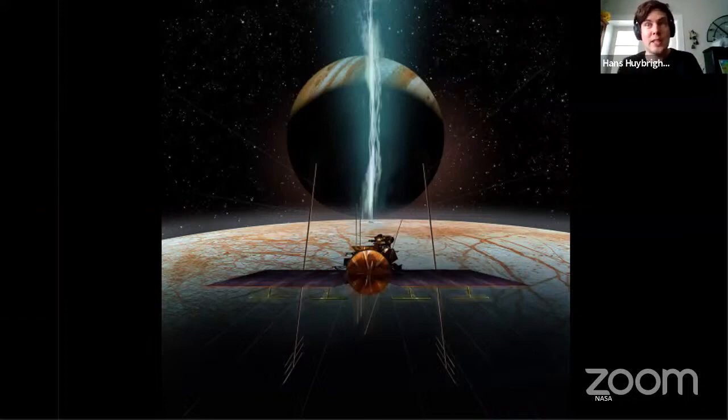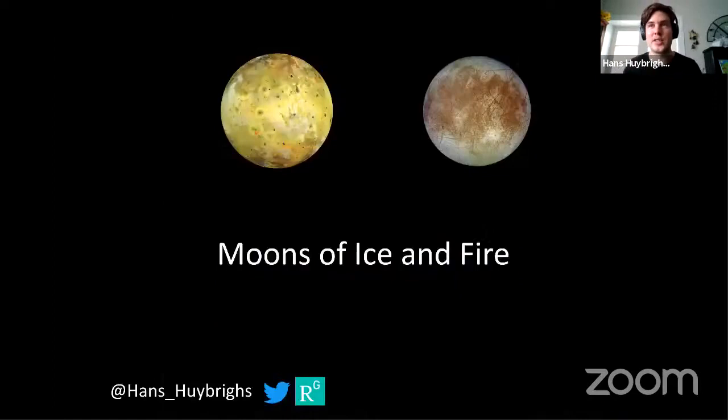But we have to be patient because the launch is only in 2023 and it will take almost 8 years to get there. So 2031, that's a long time we still have to wait before we can do this. But in the meantime, next time you look out at the stars, remember the moons of ice and fire.